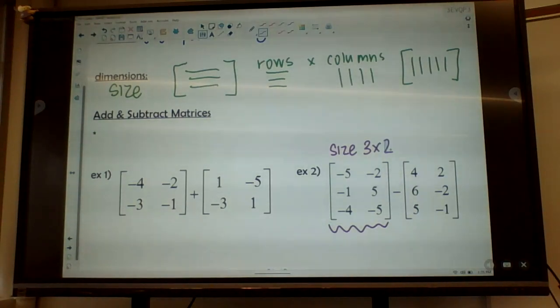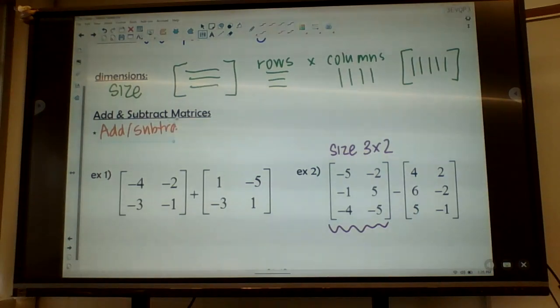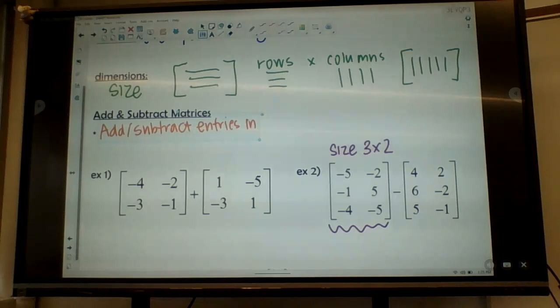Now, a lot of the matrices we're going to deal with are always going to have a 2 involved, and I'll show you guys why that is in a little bit, because they correspond to our graphing. But we're going to add and subtract these matrices. So, you're going to add or subtract the entries in the same position.